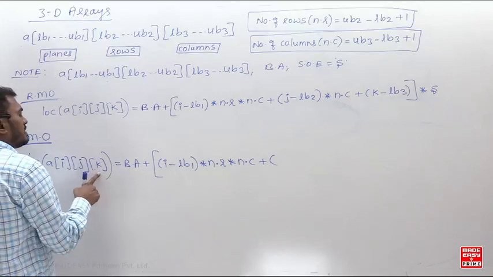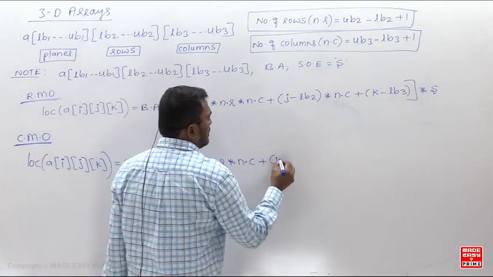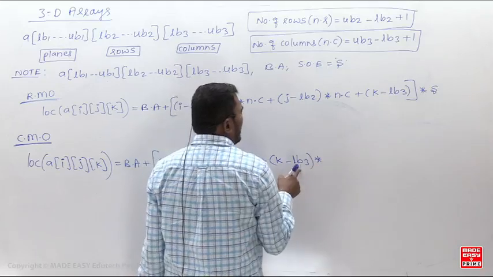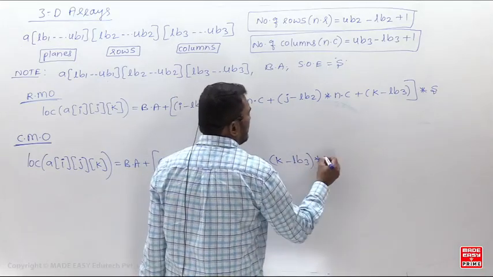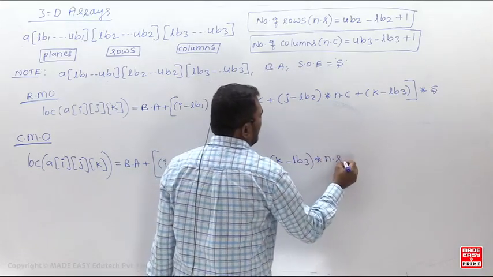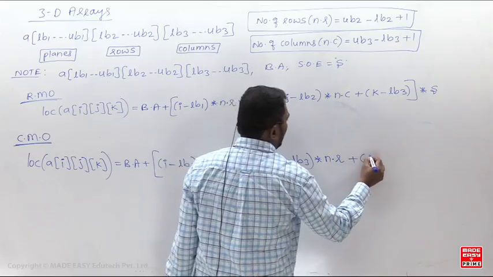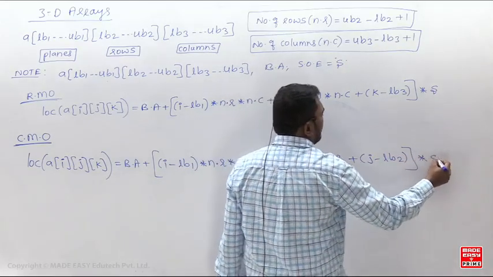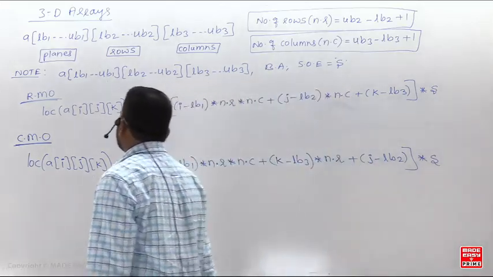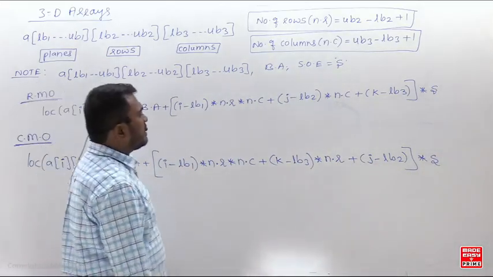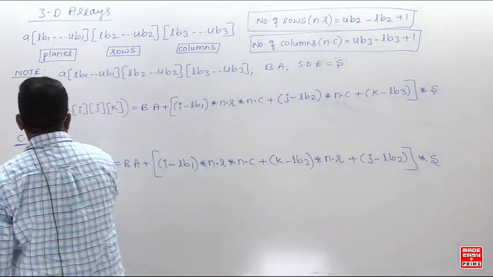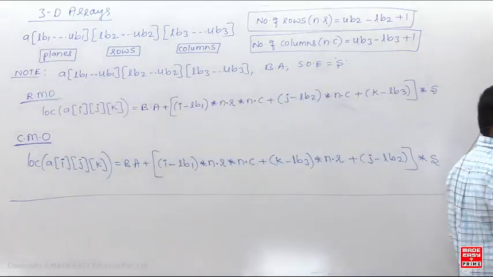Now your concentration is on the columns first. So the Kth column you want to go to, so K minus LB3 columns you have to cross. And every column is having how many elements? Number of rows. And next row number J you have to go to, so J minus LB2 rows you have to cross. So multiply with the size of the element. When I talk about rows it is LB2 here, when I talk about columns it is LB3. Is that clear? So this is the formula for column major order.